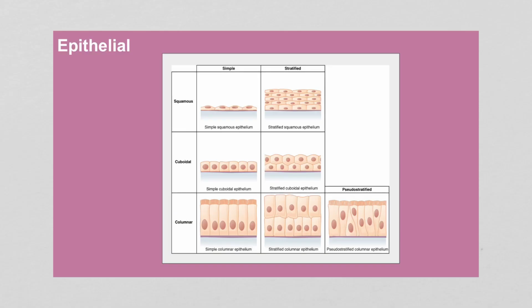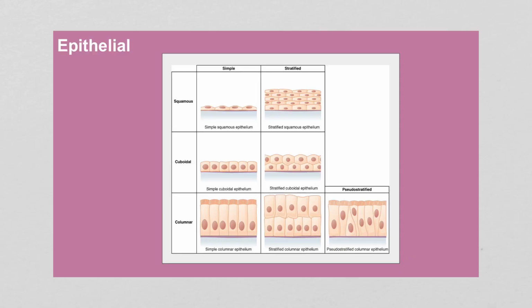And pseudostratified columnar, which is this one over here in the bottom corner, which is actually a simple tissue type, but it looks like it might be stratified. Pseudostratified columnar is found in the respiratory tract.